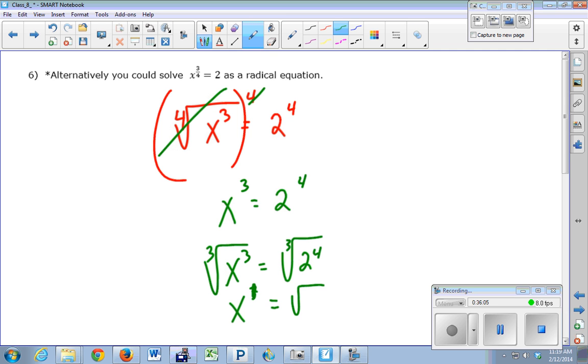And there's the same exact answer you got a minute ago. The cube root of 2 to the 4th. We just wrote it this way, which they're both exactly the same. So some students will turn it into a radical equation and do it. It's really up to you, whatever way you prefer.